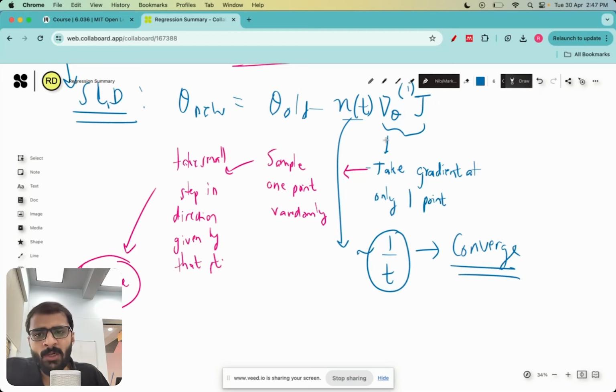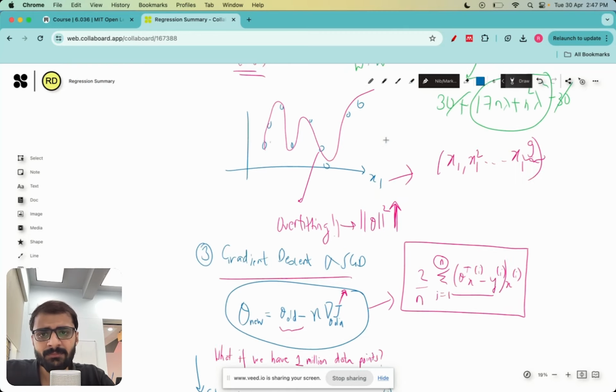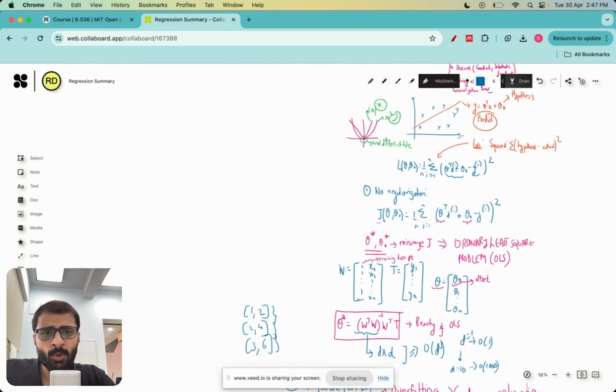And if you look here, the time which it takes to do each iteration is very less, because you just have to find the gradient at one point. You don't have to do summation over n points. Of course, we might need more iterations, but if you have 1 million points for linear regression, stochastic gradient descent is sometimes much faster than gradient descent. This is the third thing to note.